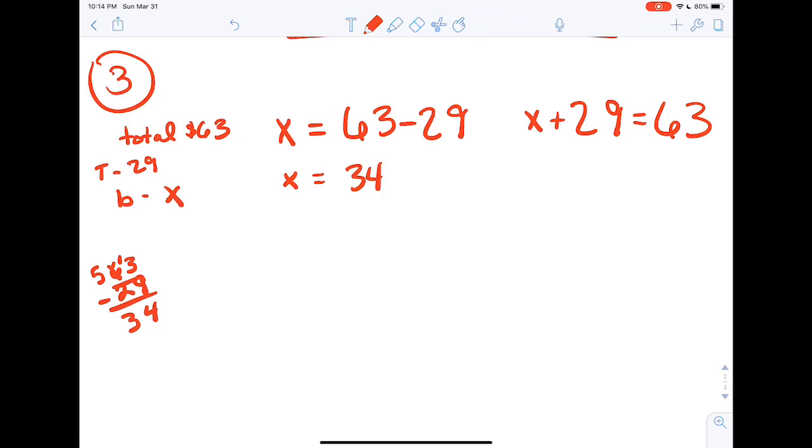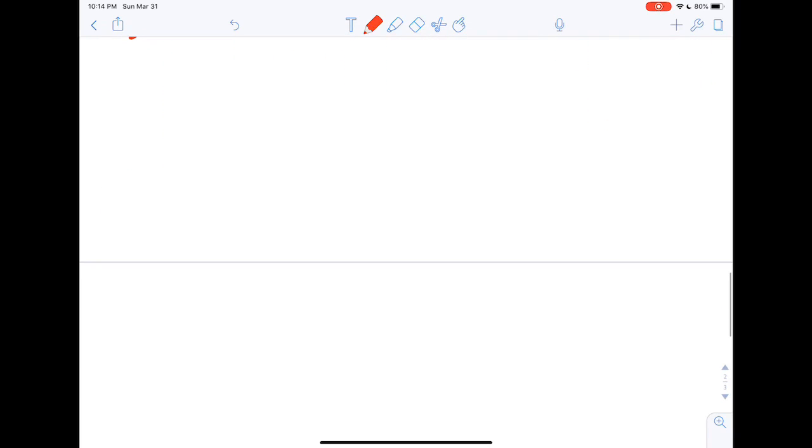Now if I did it the other way, I need to subtract 29 from each side. And look at that. I get that same answer. So you could do that problem either way. It doesn't matter. Okay, let's look at number 4 here.